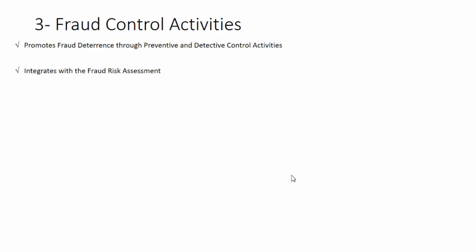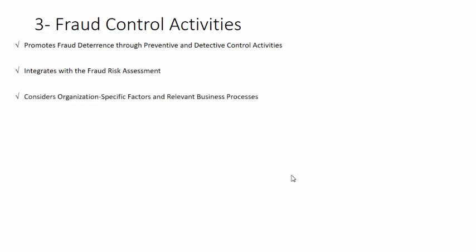Again, it's the design of the fraud control activities. They should be linked directly back to the fraud risk assessment as we have discussed and as the organization should document. Again, we're mapping our activities to the potential schemes.